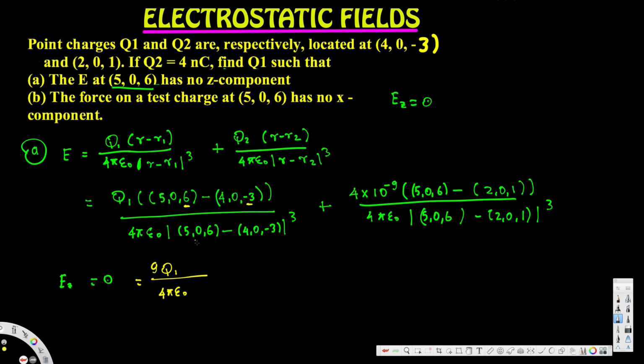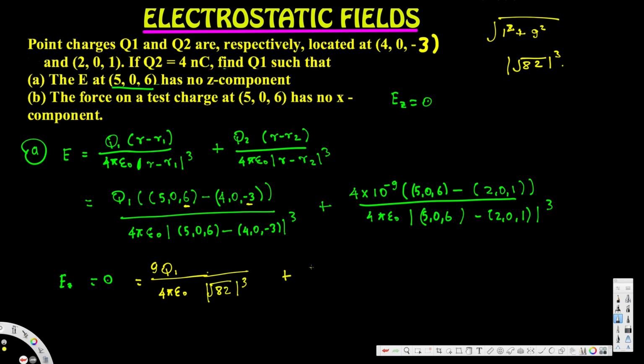5 minus 4, that's going to be 1. When we do the magnitude, we calculate the components first. We have 1 in the X component, and then 6 minus (-3), that's 9. So it is 1 squared plus 9 squared, square root. This is going to be 81 plus 1, that's 82. So we are going to have the square root of 82, and then we are going to cube that one, right? So that's what this means. Now here we are going to have the square root of 82 cubed.